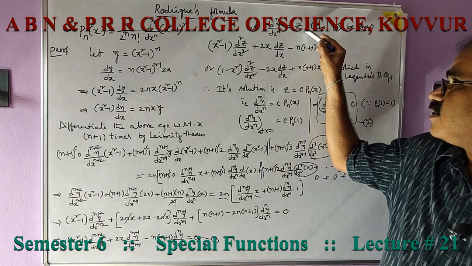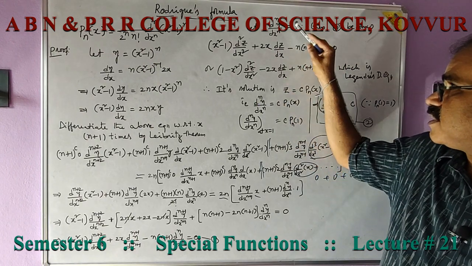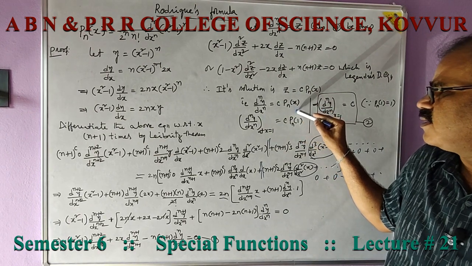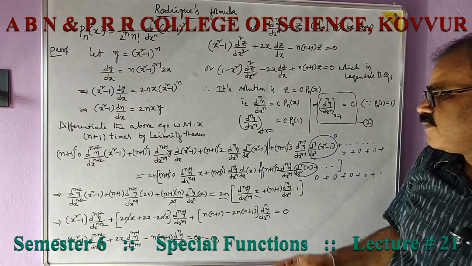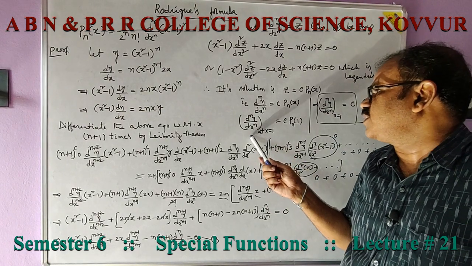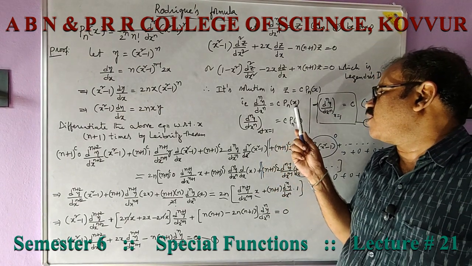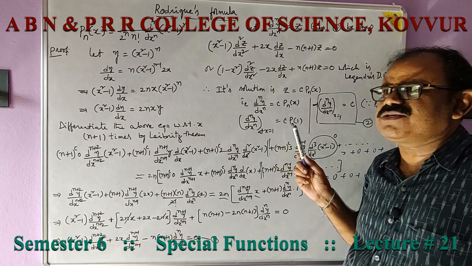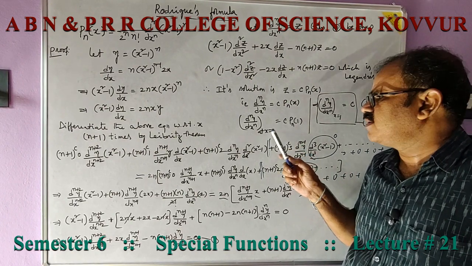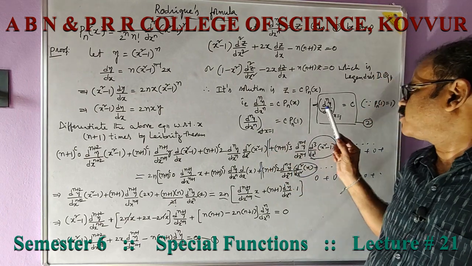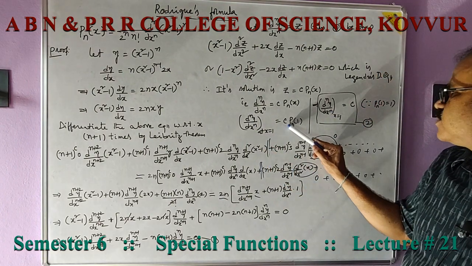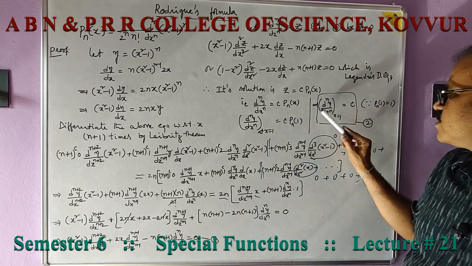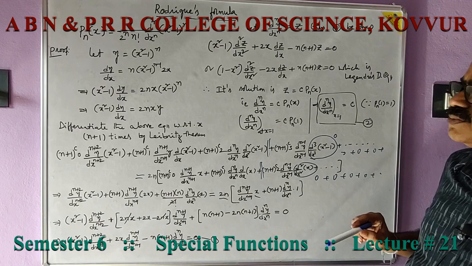What is z? Let us replace z with the same: d^n y by dx^n is equal to c into Pn(x). So d^n y by dx^n at x equal to 1 is c into Pn(1). As we have seen in the previous videos, Pn(1) is 1. Therefore, d^n y by dx^n at x equal to 1 is c, as its value is 1. This is equal to c. Let it be equation 2.